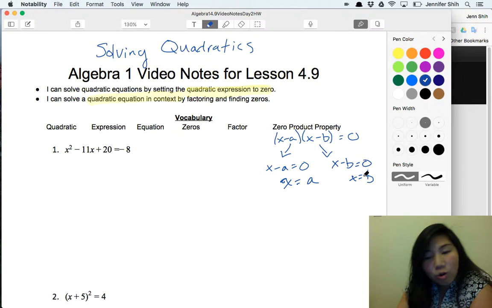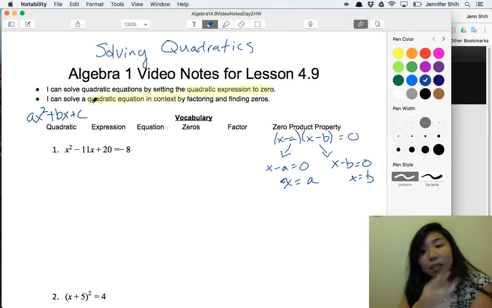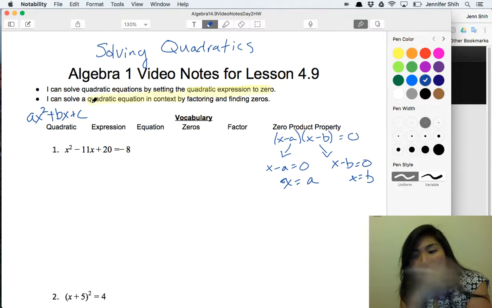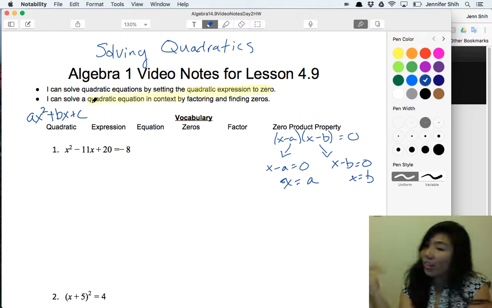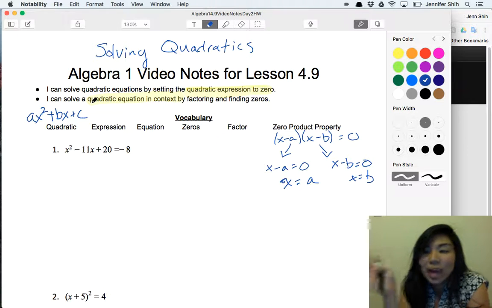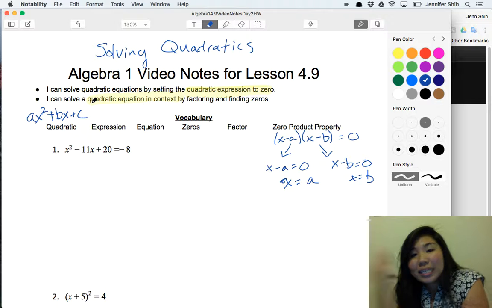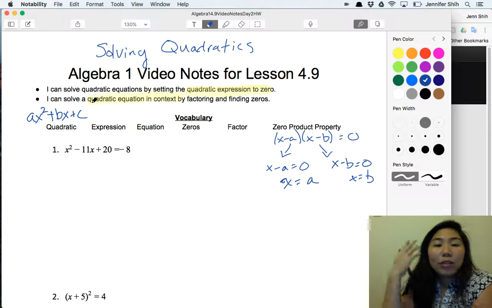So how are we going to solve for x when you have a quadratic? Well, what's a quadratic? If you don't remember, it looks something like this: ax squared plus bx plus c. Any number for a, plus bx, any number for b, plus c, any number for c. And a, b, and c can be positive numbers, negative numbers, they can even be 0. How do we solve for x?